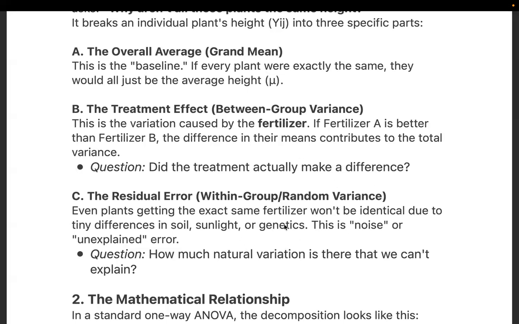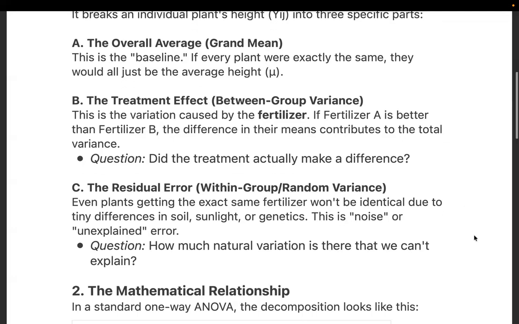Now you want to ascertain which one it is. Is it due to fertilizer or due to this residual error, this noise? That is what we're trying to find out. So how are we going to do it? Of course you can compute the variance, but where is that variance coming from? Is it due to the treatment effect or the residual effect? That is what we're trying to find out.